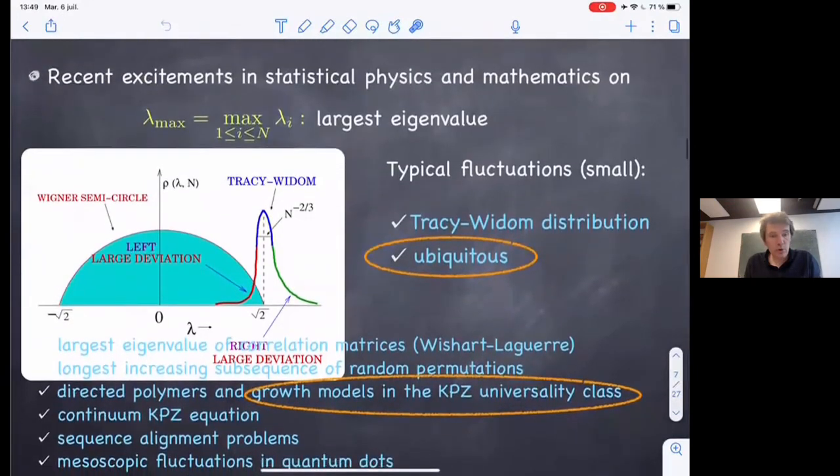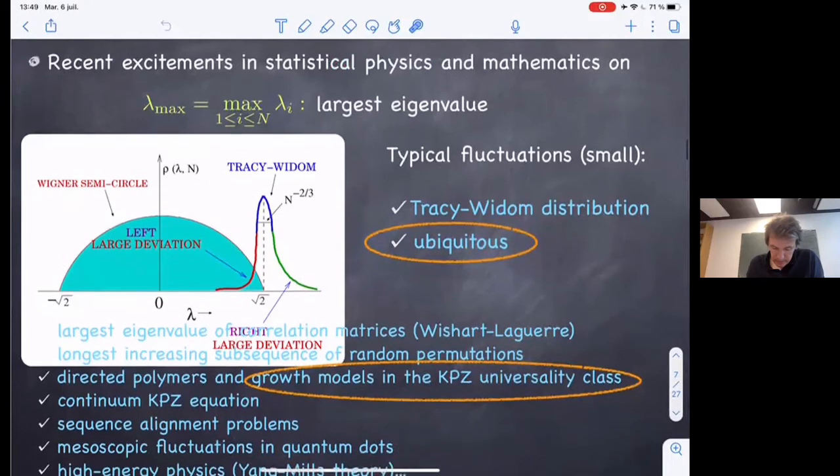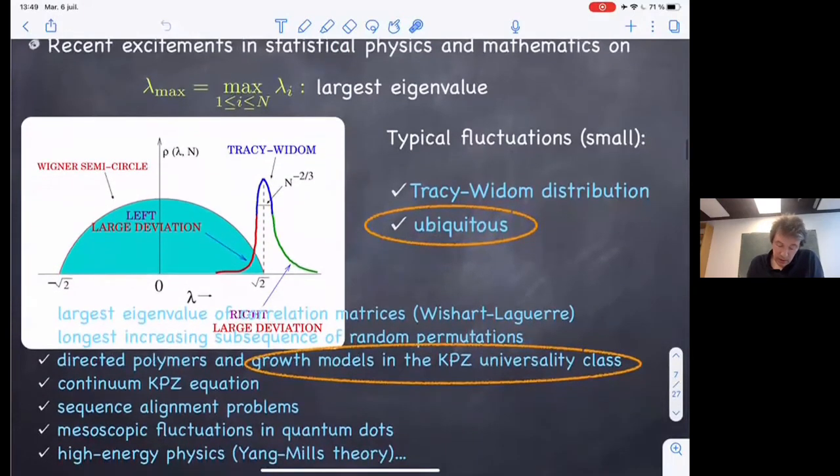Tracy-Widom distribution has actually appeared in many models in statistical physics, and in particular in the KPZ universality class, and also in many other problems which turned out to be related, like combinatorics problems and so on and so forth.